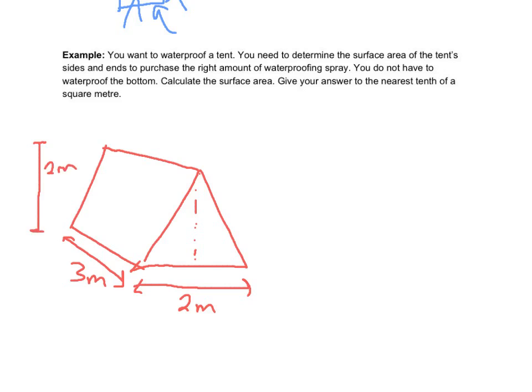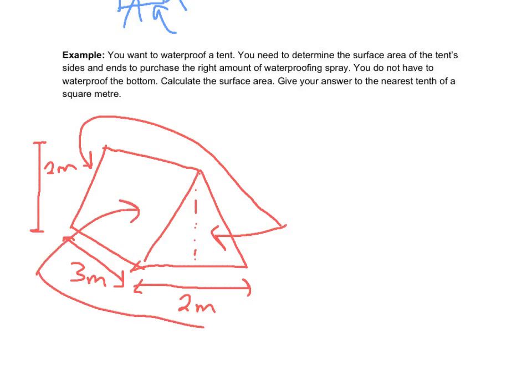Okay, so we've got a few sides to deal with. We have the triangle side here, and by symmetry we're going to say that that has exactly the same surface area as the triangle in the back. Then we also have this rectangle right here, and by symmetry that is the same as the rectangle on the other side. We don't need to worry about the bottom of it, so we only need to find the areas of both the triangle and the rectangle. We'll multiply each of them by 2, add that together, and that should give us the overall surface area.